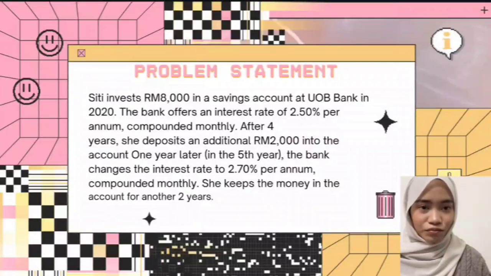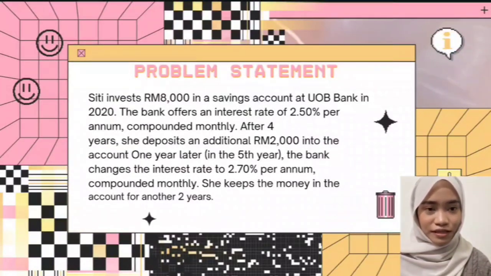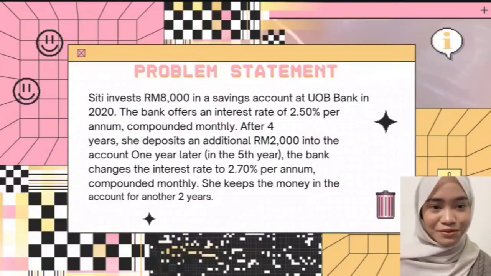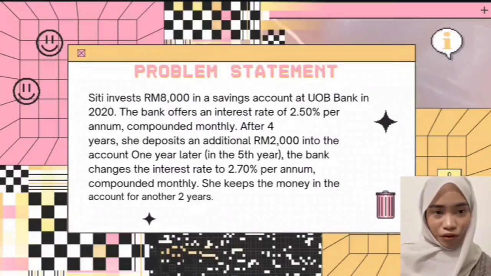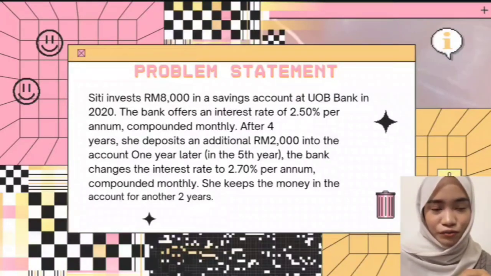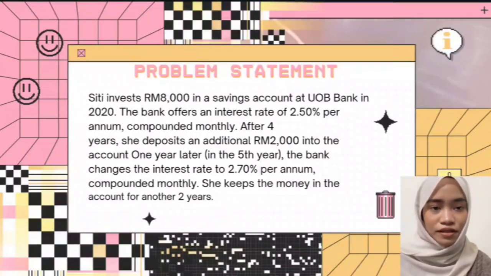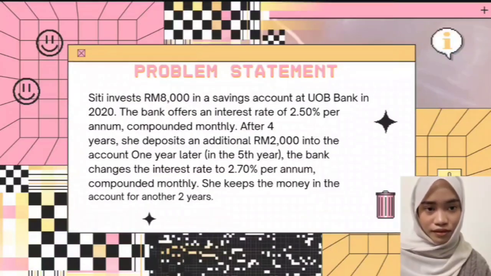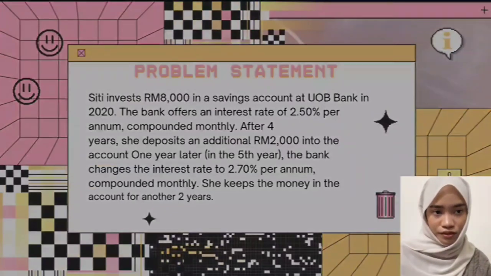The problem statement in compound interest: Siti invests 8,000 ringgit in a savings account at UOB Bank in 2020. The bank offers an interest rate of 2.50% per annum compounded monthly. After 4 years, she deposits an additional 2,000 ringgit one year later, which is in the 5th year. Then the bank changed the interest rate to 2.70% per annum compounded monthly. She keeps the money in the bank account for another 2 years.